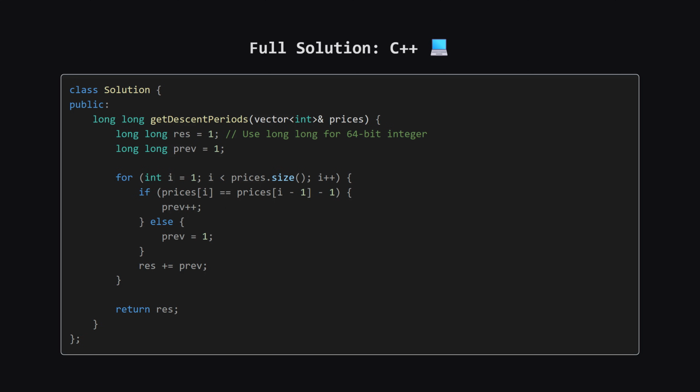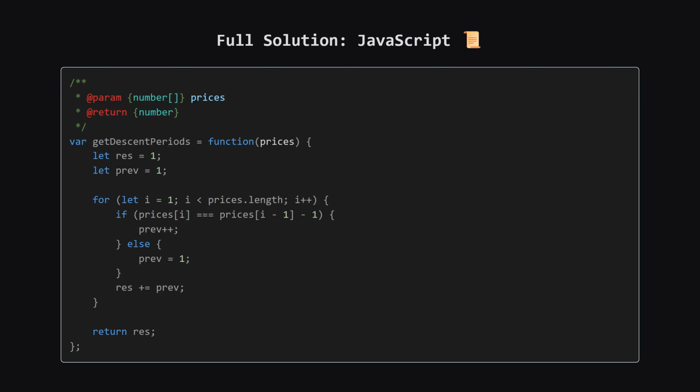Feel free to pause and review. And finally, here is the solution in JavaScript. JavaScript numbers are safe integers up to a very large value, so we don't need special types here. Hopefully, seeing it in your preferred language helps solidify the concept.